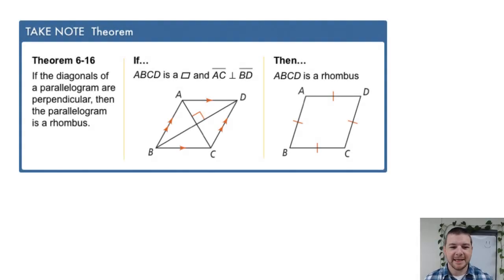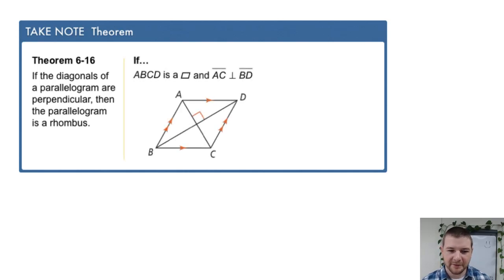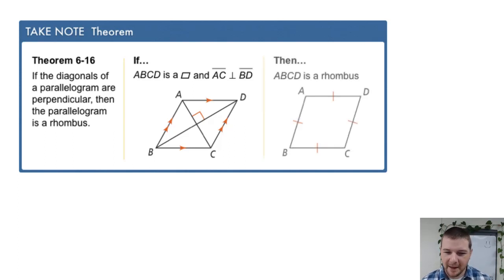Theorem 6.16 states, if the diagonals of a parallelogram are perpendicular, then the parallelogram is a rhombus. So in the diagram, if quadrilateral ABCD is a parallelogram, and segment AC is perpendicular to segment BD, then ABCD is a rhombus.